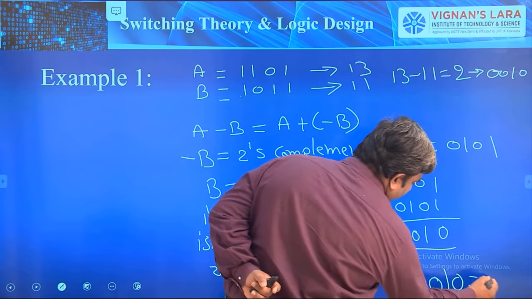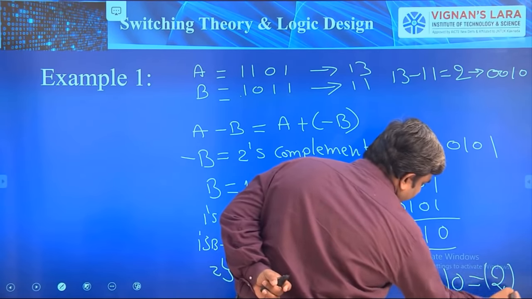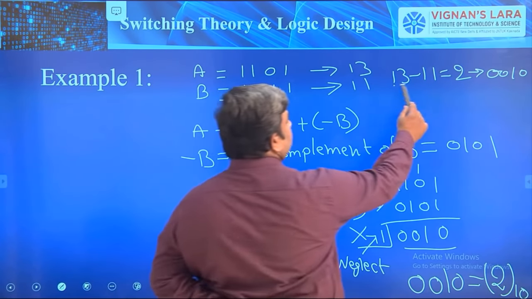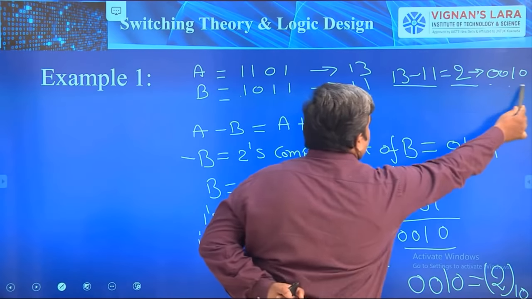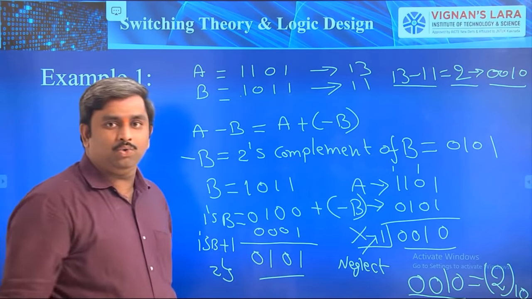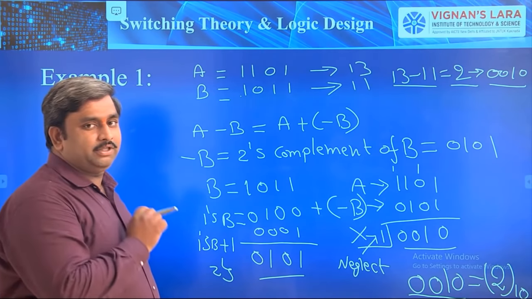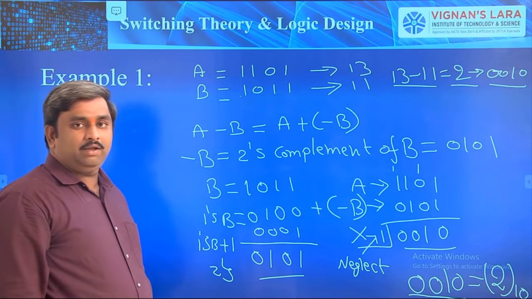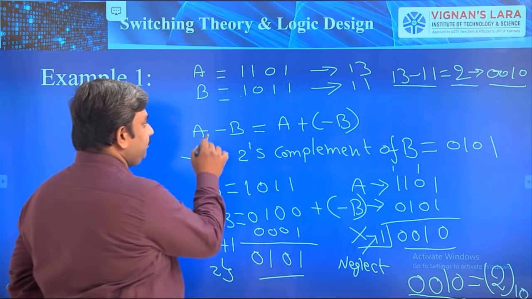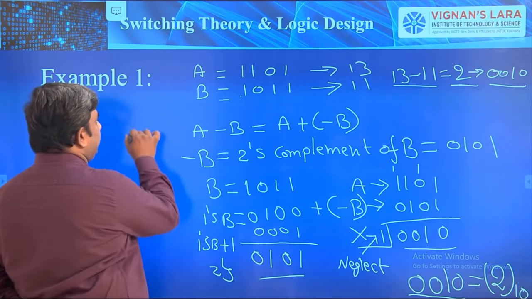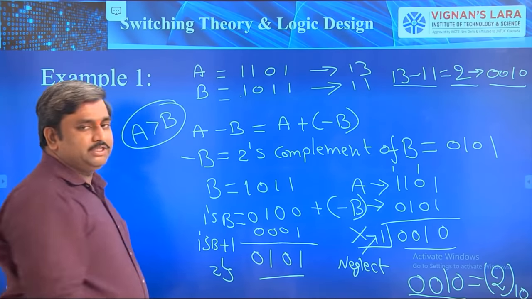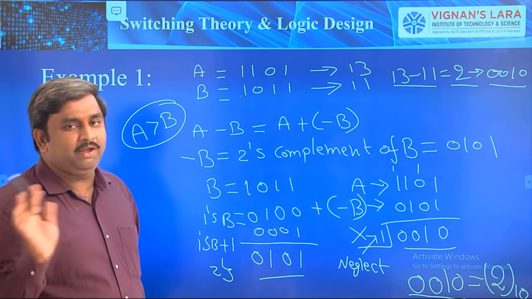The equivalent value in decimal is equal to 2. So 13 minus 11 is equal to 2, that is equal to 0010. So we got the value 0010. Remember this concept, A minus B. This concept is mainly applicable when A is greater than B, that is, when the A value is bigger compared to the B value.